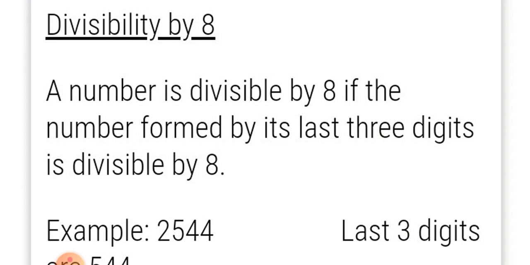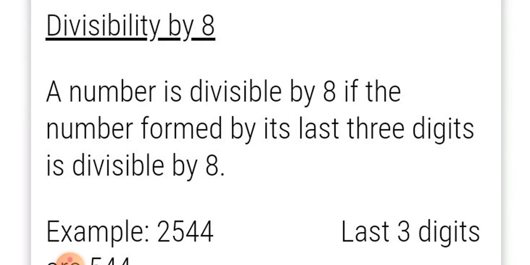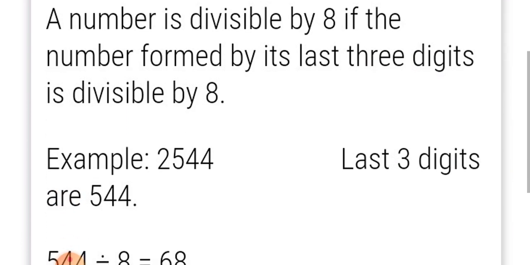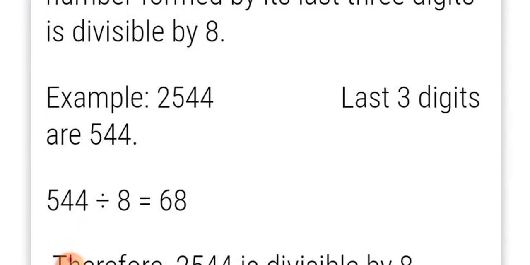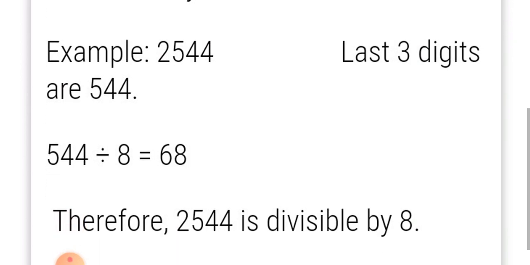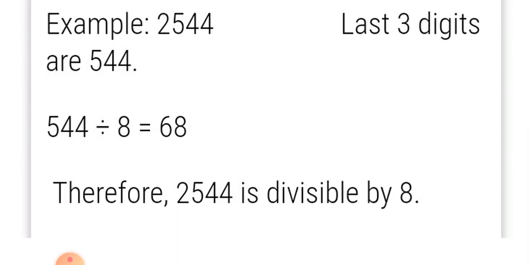You just divide 544 by 8. If you get the answer without leaving any remainder, then you can write that this whole number, that is 2544, is also divisible by 8. Clear, children? When you divide 544, you will get the answer 68. That means we can completely divide that number. Therefore, the given number 2544 is divisible by 8. So this is the way to check the divisibility by 8.